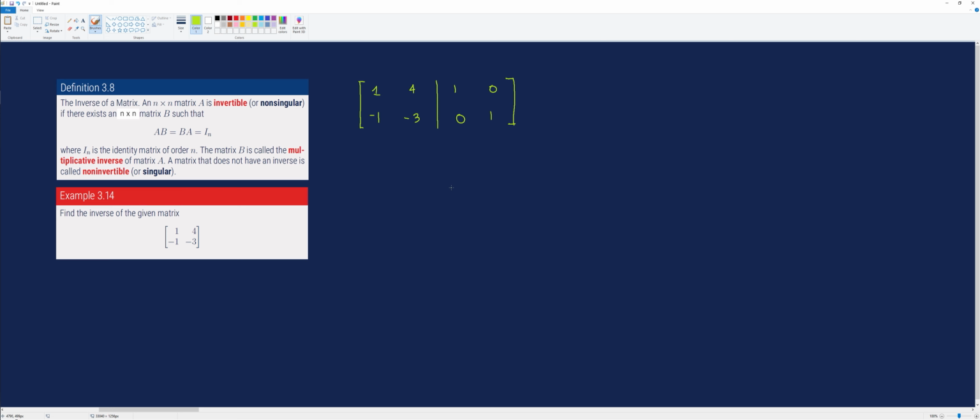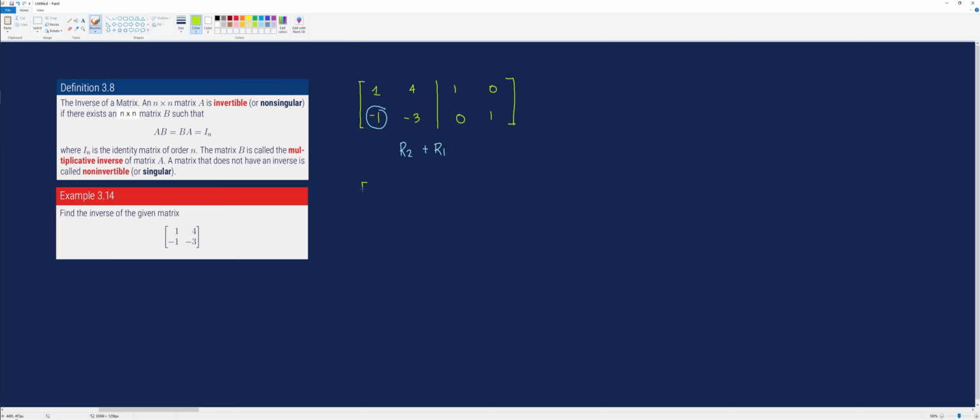Our goal here is to convert the left side of the augmented matrix to an identity matrix using elementary row operations. Once we're done, the right side of the augmented matrix is the inverse of the original matrix. Let's do that. So we will change this 1 to 0. To do that, all we need to do is to perform this elementary row operation, that is R2 plus R1. So we will have our new matrix.